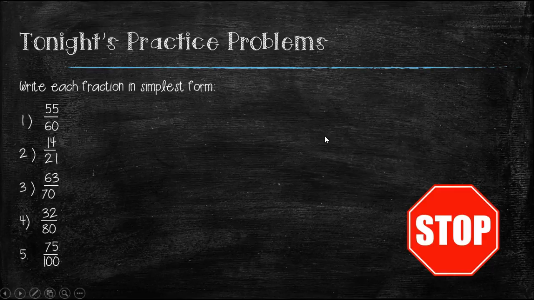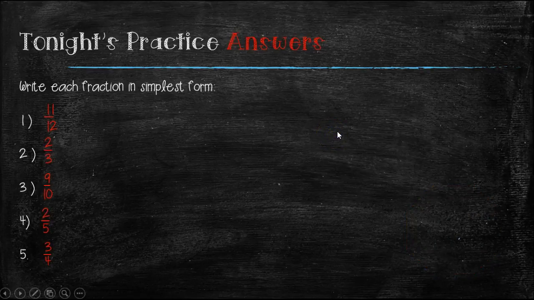Okay, coming back in 5, 4, 3, 2, 1. Here are the answers for tonight's homework. Number 1 is 11/12. Number 2 is 2/3. Number 3 is 9/10. Number 4 is 2/5. And number 5 is 3/4.